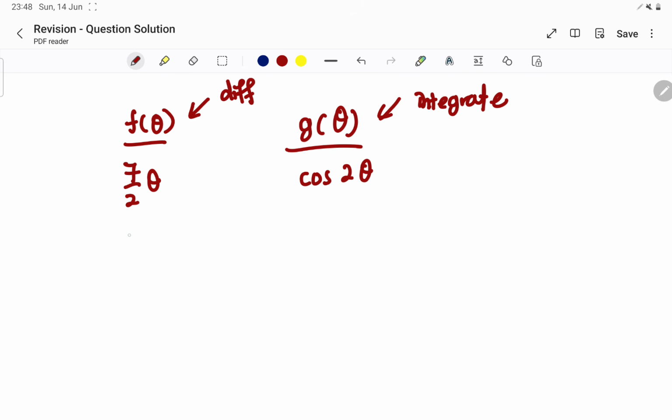Okay, now the first step, differentiate 7/2 θ first, you're going to get 7/2. And the right side, cos 2θ, you have to integrate, then you're going to get sin 2θ, divided by the differentiation of 2θ, which is 2. You have to differentiate this one.